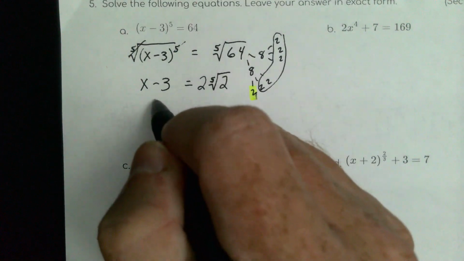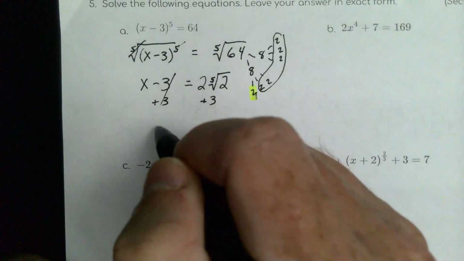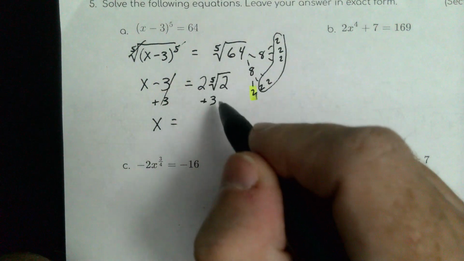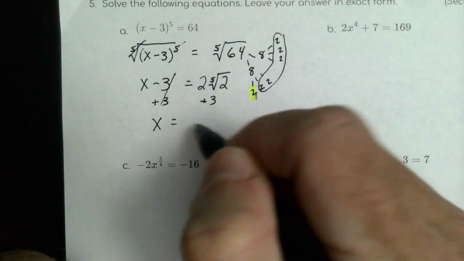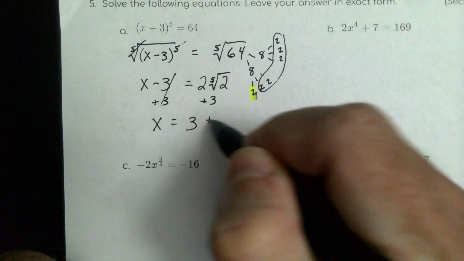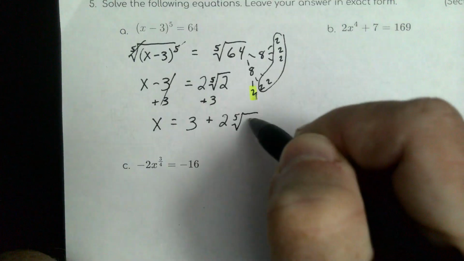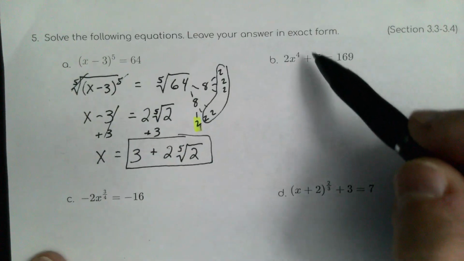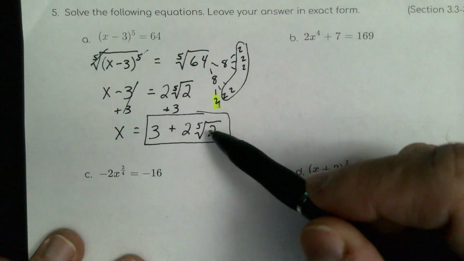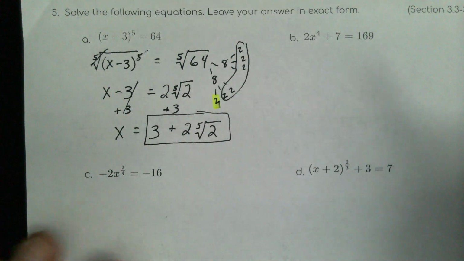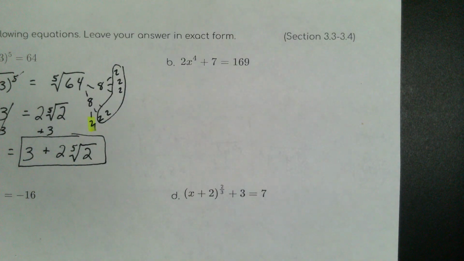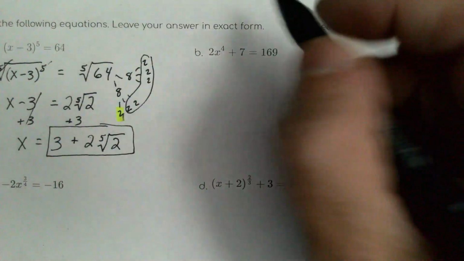Last step, add 3. This is a good one here. So our answer is not 5 times the 5th root of 2. Remember, these are separate. They're not like terms. We can't combine them. So we have a positive 3, and then you add the 2 5th root of 2. Okay, so there's your answer right there. So that's what it means by exact form, is having the radical in your answer and not the decimal. You'd think it'd be the other way around, but decimals you have to round, therefore it's never exact. All right, letter B. First one is getting rid of the 7.